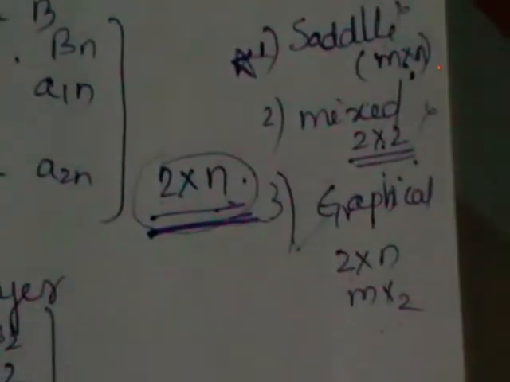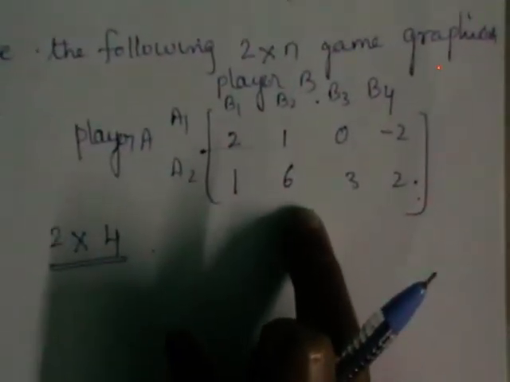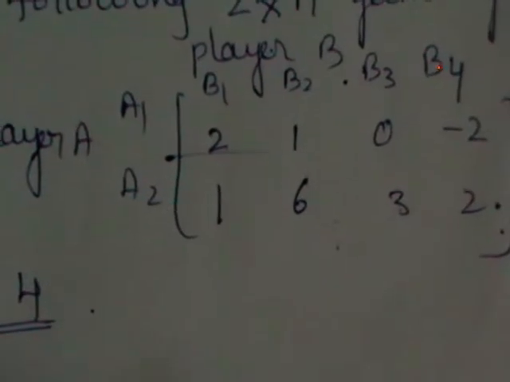As it is of order 2 by n, that is 2 by 4, and one of the players has 2 strategies, we are going to use the graphical method. Using the graphical method, we are going to convert this 2 by 4 payoff into a 2 by 2 matrix, and then we are going to use the mixed strategies again. Again I am repeating, this problem doesn't have a saddle point.